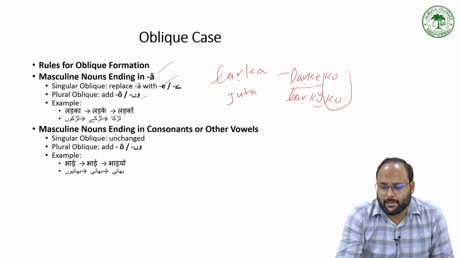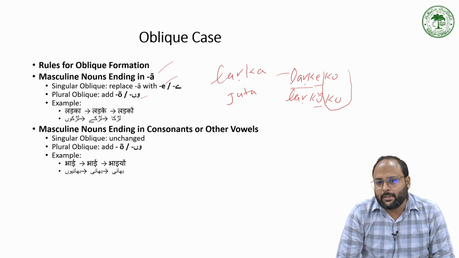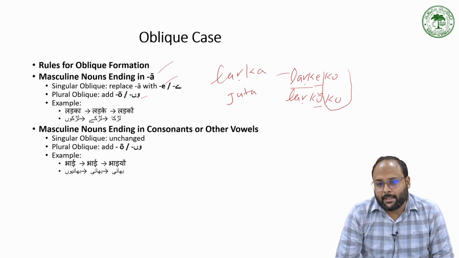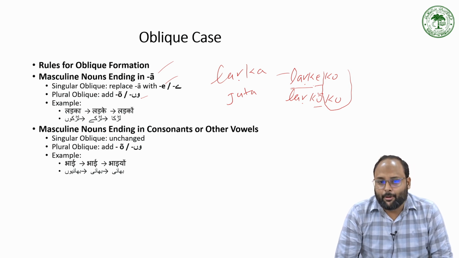Because in some cases like घर में, किताब में, when the noun ends with a consonant, there is no change before the postposition. So for the masculine noun ending with a consonant or a vowel other than a, the singular oblique has no change, like bhai, bhai ne, and kitab, kitab mein. And ghar, ghar mein.